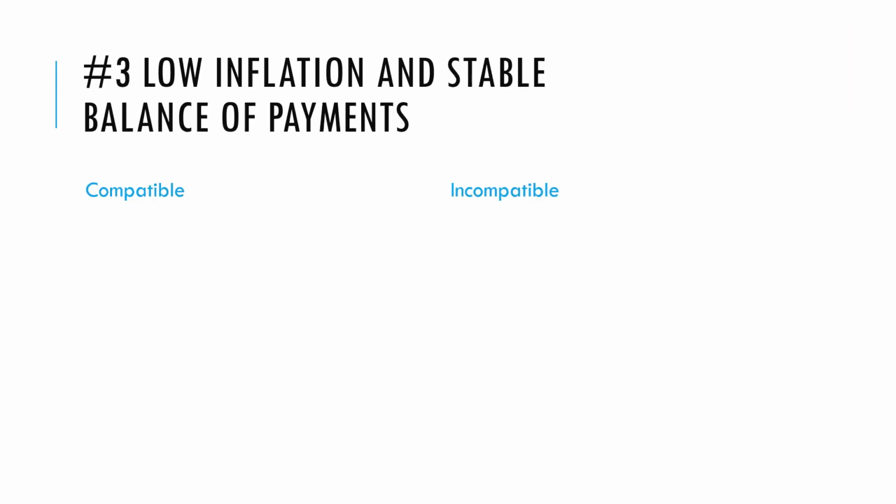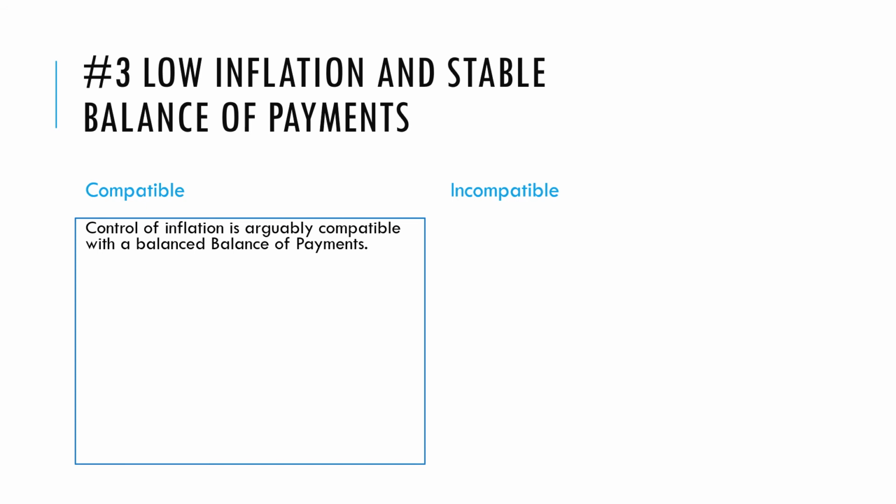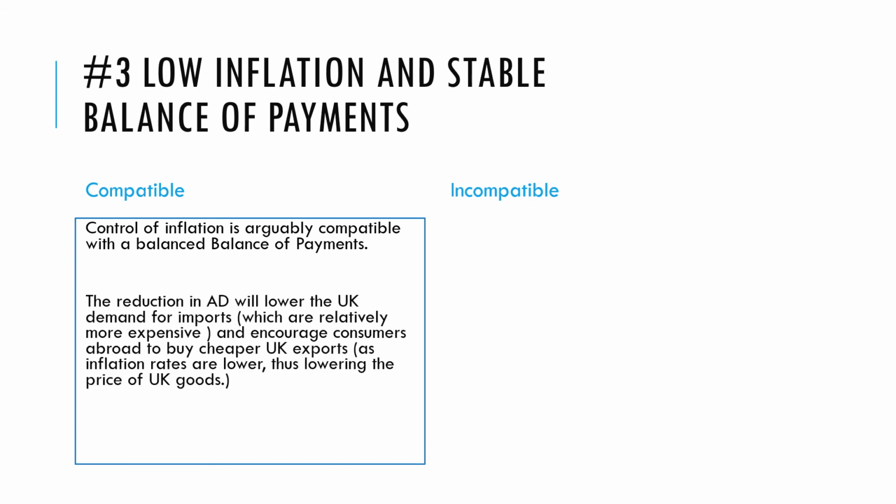Our third pair of objectives is low inflation and a stable balance of payments. Now, this might be compatible because if by reducing aggregate demand to control inflation, this might make UK-based prices more competitive because the price level in the UK is lower. This may increase demand for UK exports and result in removing away a current account deficit, which would mean it would be compatible, or maybe creating a current account surplus, which, whilst not technically the objective, would still potentially maybe be desirable.